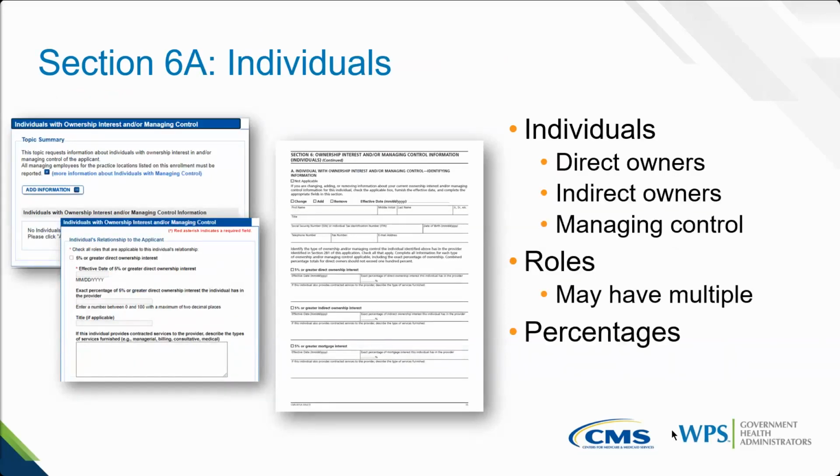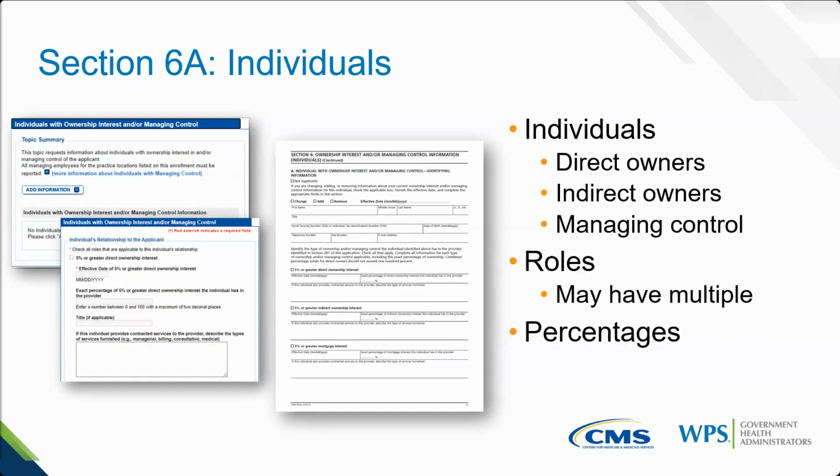Section 6A is for individuals. Now we're looking for very much the same information as we did with the organizations. This is just for the people that have ownership or managing control. So direct owners of the enrolling entity, indirect owners. This can get a little confusing.